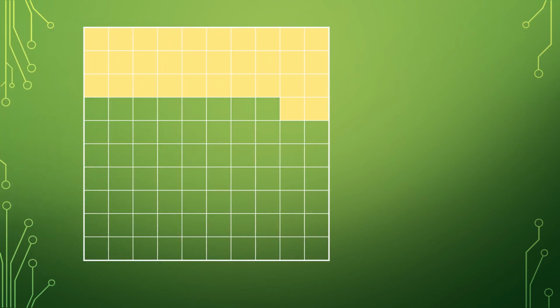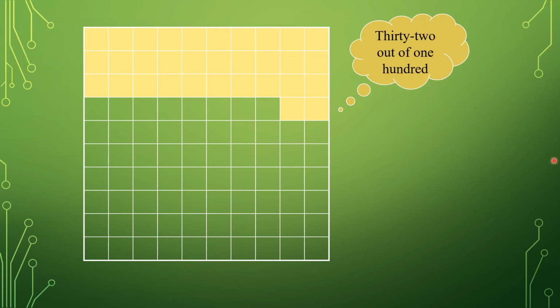Now, in the same way, if you have this, how many do you have here? 1, 2, 3, 4, 5, 6, 7, 8, 9, 10 on this side and 10 on this side. So it is a 10 by 10 grid, which means there are 100 blocks, and out of 100 let's see how many are shaded. 1, 2, 3, 4, 5, 6, 7, 8, 9, 10, 10, 10, 10, 30 and 2, 32. So in a 10 by 10 grid, 32 are shaded. So the fraction will be 32 over 100. It can be written as 32 out of 100.